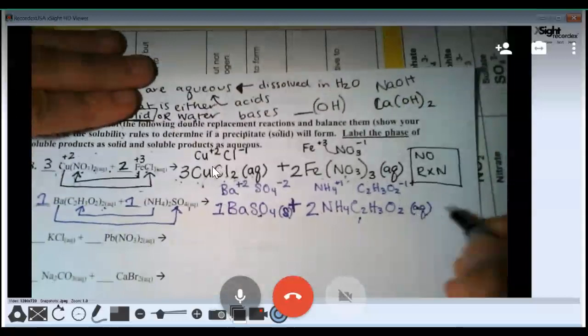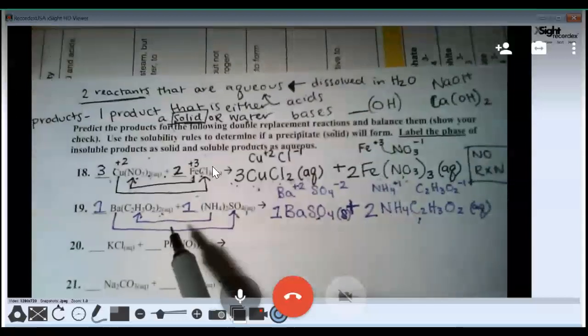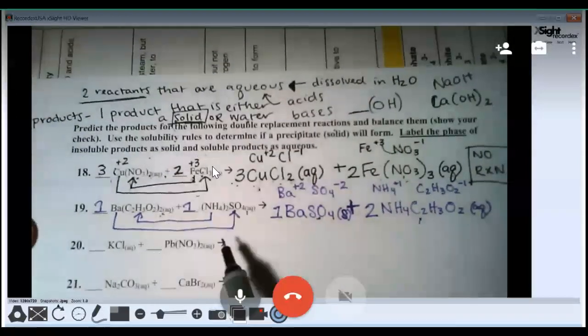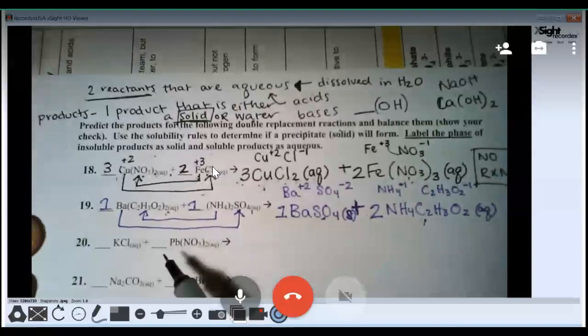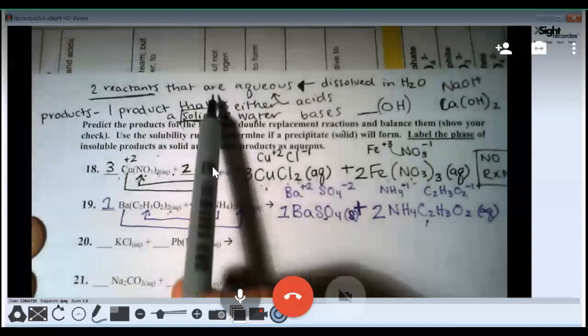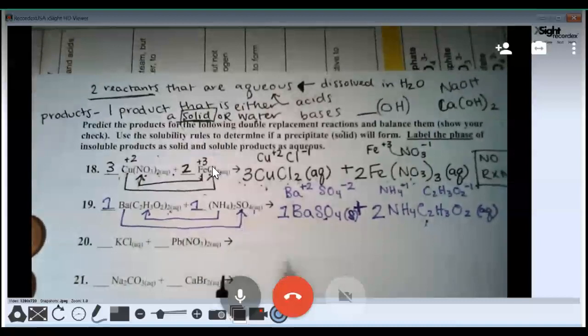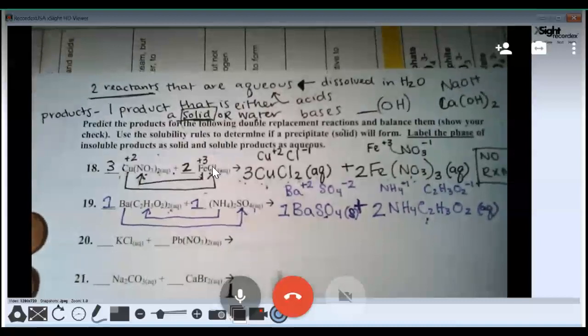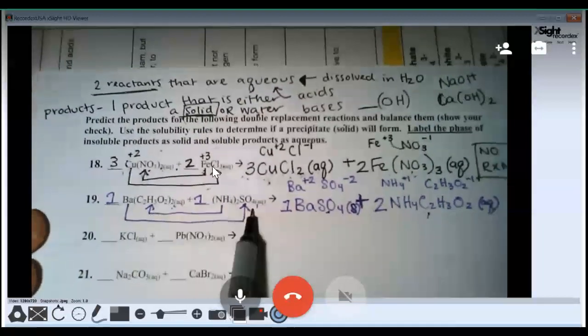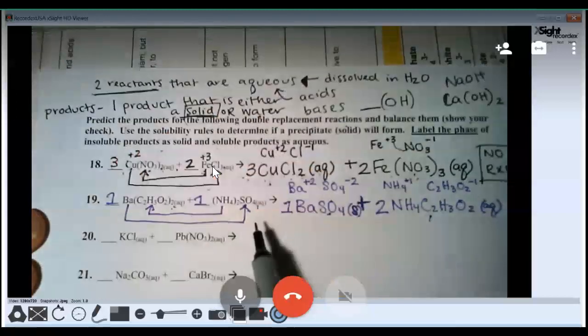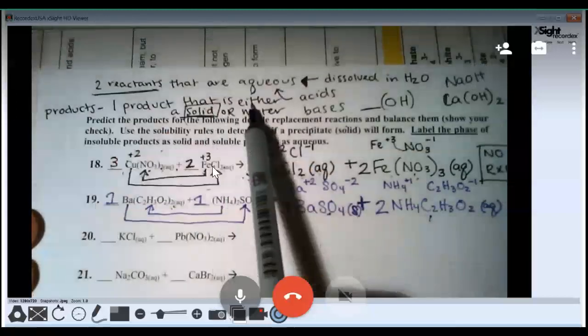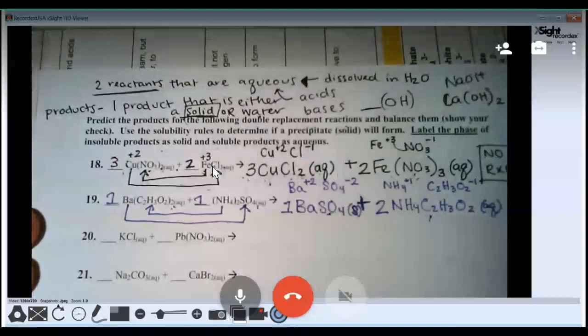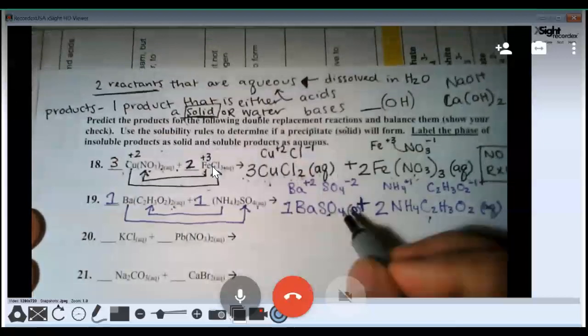AQ. Okay, so let's go through and see if it meets the requirements for the reaction to occur. So, do we have two reactants that are aqueous? Two reactants are aqueous, yes, okay, so we meet the reactant requirement. Do we have a product that is either a solid or water? Yes, so we have a solid here.